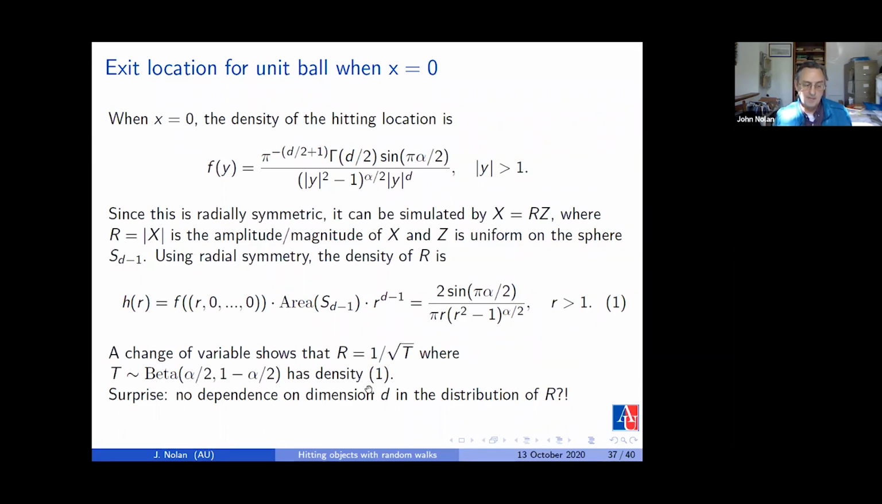The surprising thing, at least to me, in all this calculation, is there's no dependence on the dimension. This formula for picking R doesn't care whether you're in 2 dimensions or 3 dimensions or 97 dimensions. All you have to do is generate something that's uniform on the sphere to be able to simulate this.